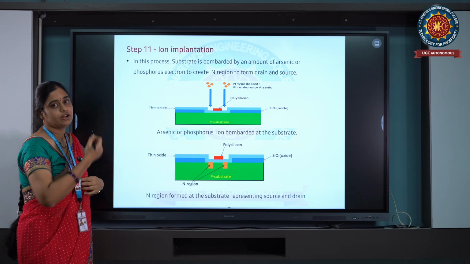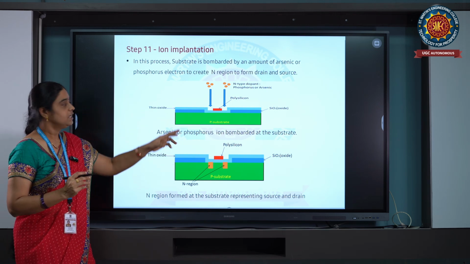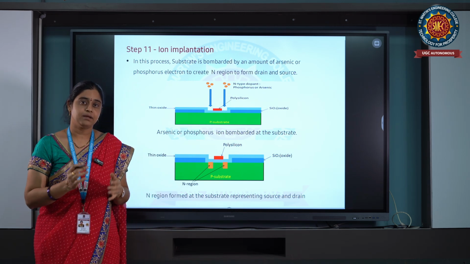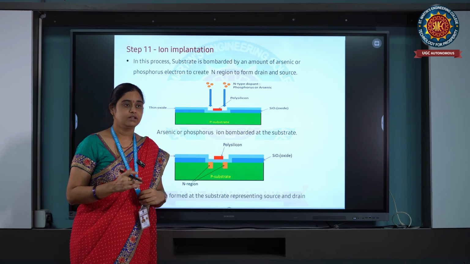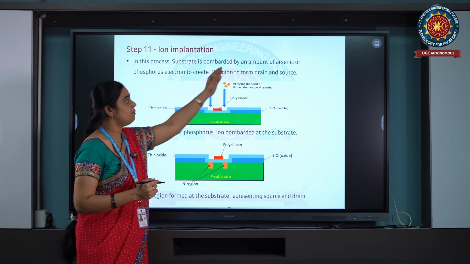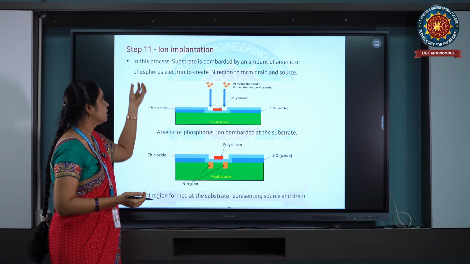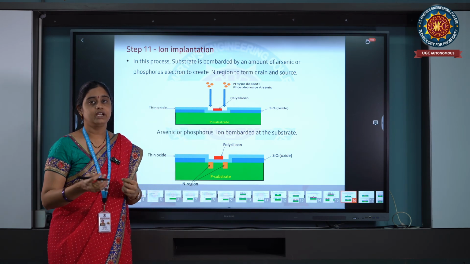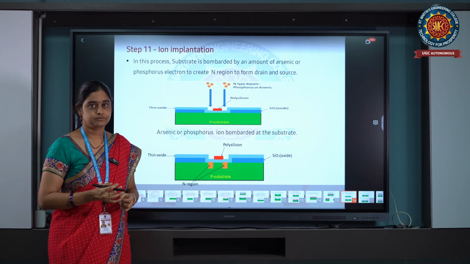What is the process of ion implantation? We have to basically take an N-type material. Examples of N-type materials are phosphorus, arsenic, antimony and bismuth. Let us consider phosphorus as an N-type material. What we are doing is bombarding an amount of N-type material like phosphorus into the N region. So we are going to create the drain and source using the ion implantation method.